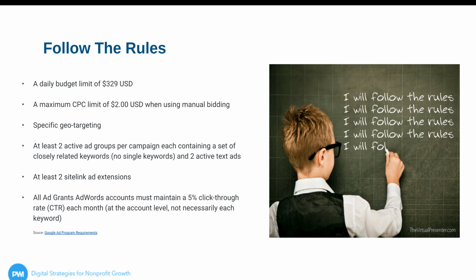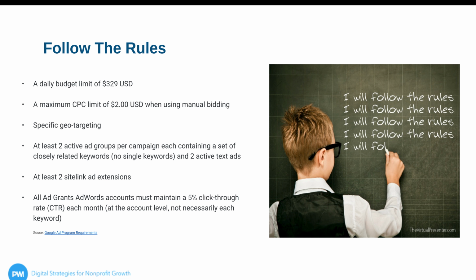No single keywords, so a keyword couldn't just be nonprofit. Google will flag that and actually deactivate your account if you do use single keywords. So you'd want to use what the industry terms long tail keywords. An example would be, instead of just nonprofit, it would be nonprofit focusing on after school programs near me, or a nonprofit program near me that focuses on after school programs. That would be an example of a long tail keyword instead of just a single keyword.